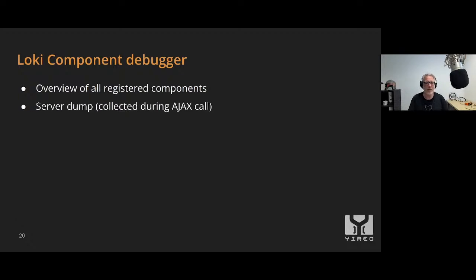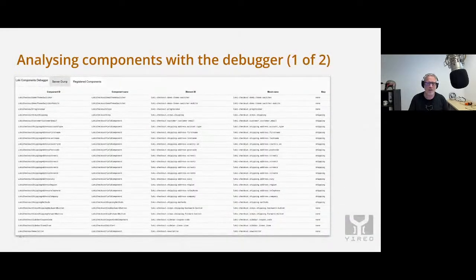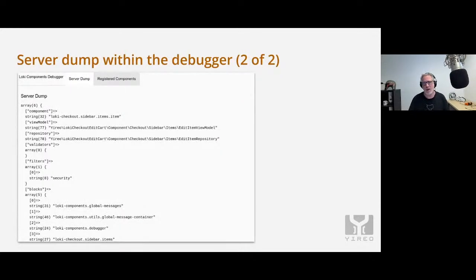It's shipping with actually two different features. First of all, an overview of all of the Loki components that are present on the page. And as you can see, this is actually not all of the components that are there in the checkout. The shown listing is only 1/3 of the total. But as soon as you have more components, you simply want to know what kind of components are there.